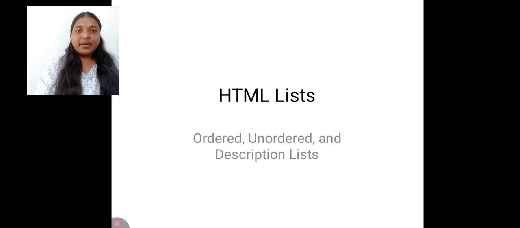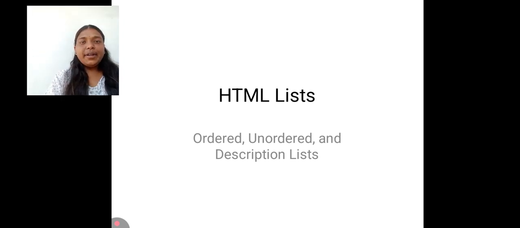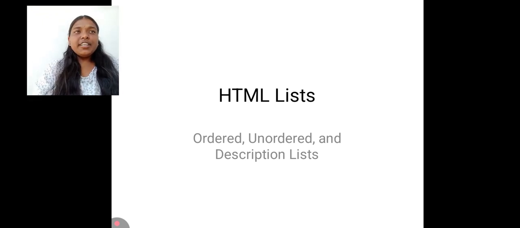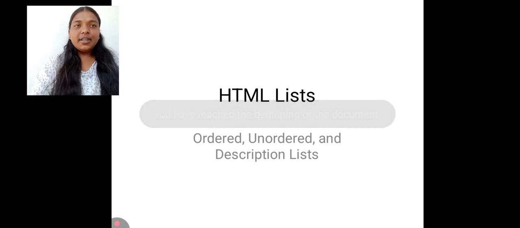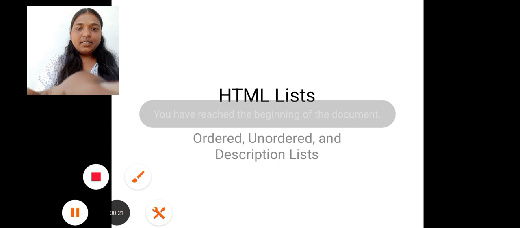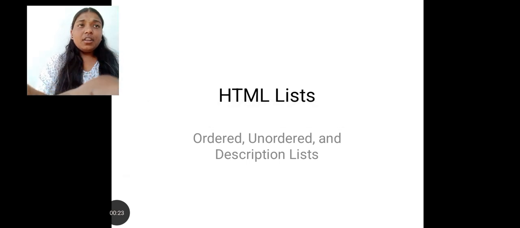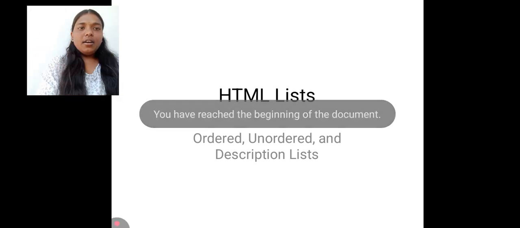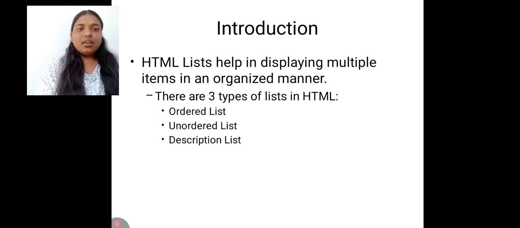List in HTML is a very important topic which is used in web development to design web pages. HTML lists are used to display multiple items related to web pages. It helps us to display items in an organized way on a web page. Basically there are three types of lists in HTML. First is ordered list, second is unordered list, and third is description list.